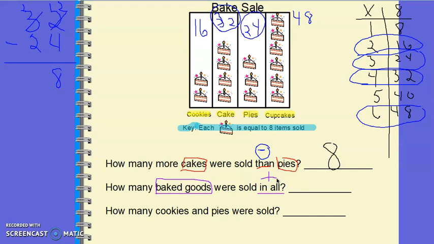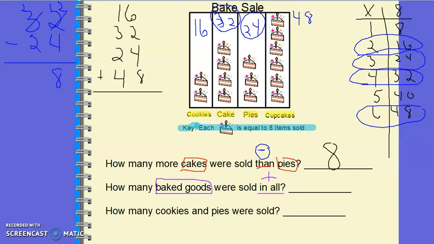So now I'm going to take all of my numbers from my chart and I'm going to add them all together. So let's see, I have 16 cookies. I had 32 cake. I had 24 pies, and I have 48 cupcakes. So I'm just going to stack them up and use a standard algorithm to add the ones place and then the tens place.